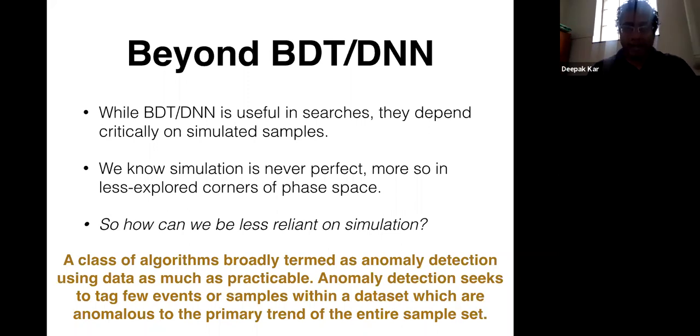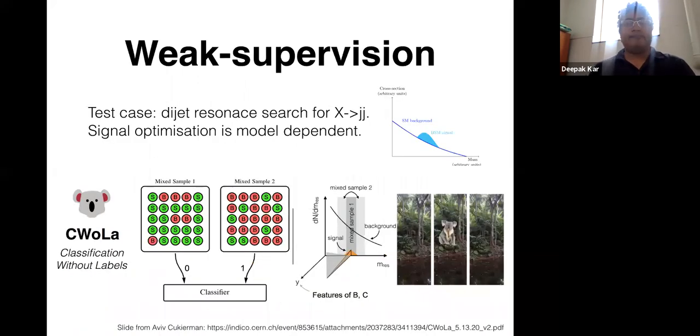So anomaly detection in general seeks to identify a few events or even samples, if you're looking at a few mixed event samples, which are not exactly identical to the other part, and that might give us something. One of the algorithms which became quite famous in the last few years is called koala hunting. No cute koalas were harmed in this process.